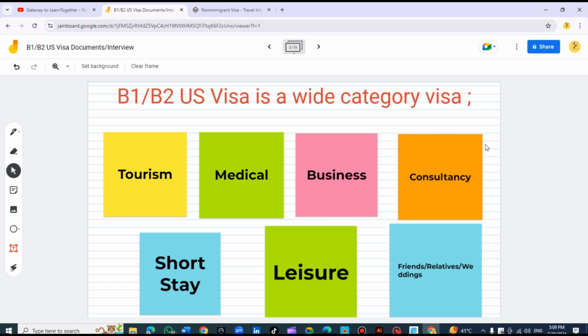Before that, please remember the B1, B2 US visitor visa is a wide category among all the types of US visa, because it covers many different purposes of visit, and you can avail all of them on the same B1, B2 visa. For example, tourism, medical, business, consultancy, short stay, leisure, visiting friends and relatives, and weddings. So you see there are a lot of wide categories in the B1, B2 visa, and you can do all these things based on the same visa.